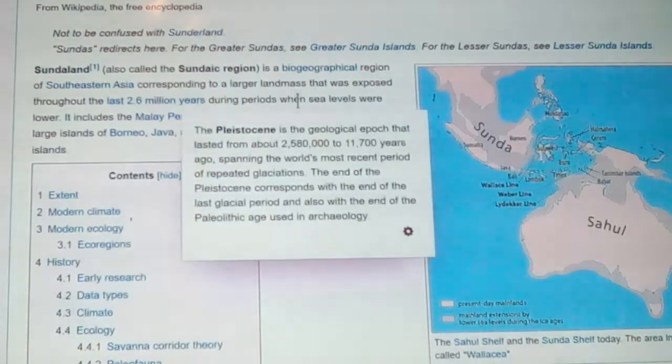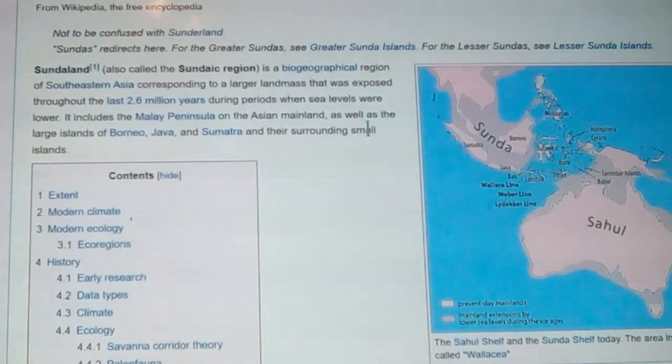Sundaland, also known as the Sundaic region, is a biogeographical region of Southeast Asia corresponding to a larger landmass that was exposed throughout the last 2.6 million years. This was during periods when the sea levels were lower, through different ice ages, what we call the Pleistocene. It ends at 11,600 years ago, or 12,000 if they want to be vague about it, and they've realized the Younger Dryas event goes along with it, and all this knowledge is getting stronger towards that Younger Dryas event.